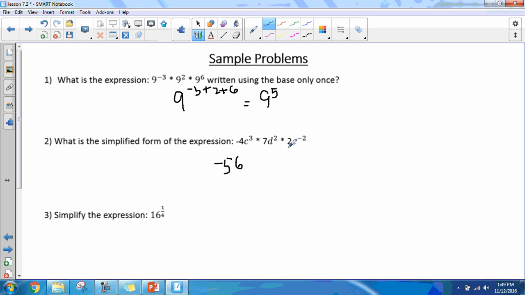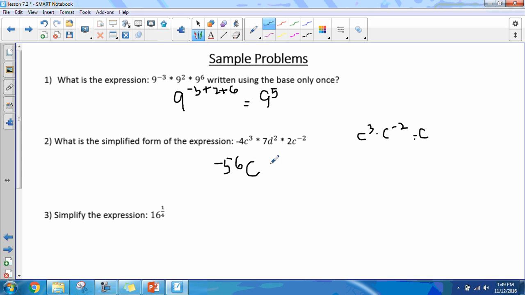C to the 3rd power times c to the negative 2nd power. Well, I'm going to do the work on the side here. C to the 3rd power times c to the negative 2nd power. Well, since I have the same base, I could just add the two exponents. 3 plus negative 2 is just 1, and c to the first power is just c. So I'm going to write c here.